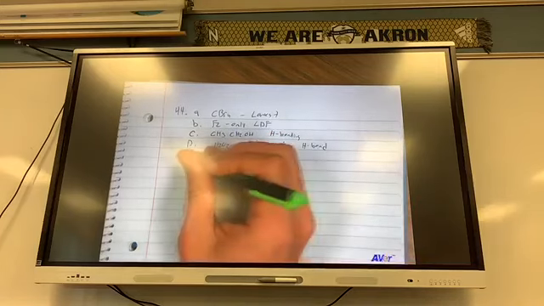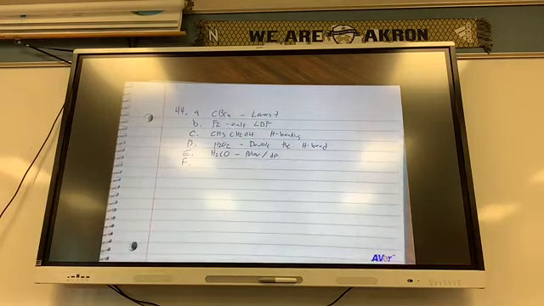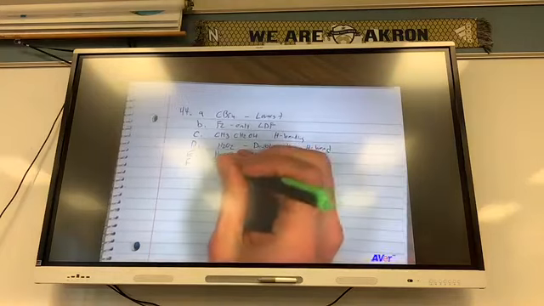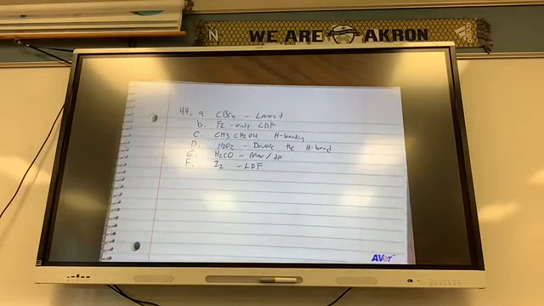And then F, smallest enthalpy of fusion, least energy required. I2. Why? The other two are ionic. It has only LDFs. The other two are ionic. Good. You guys are getting these.